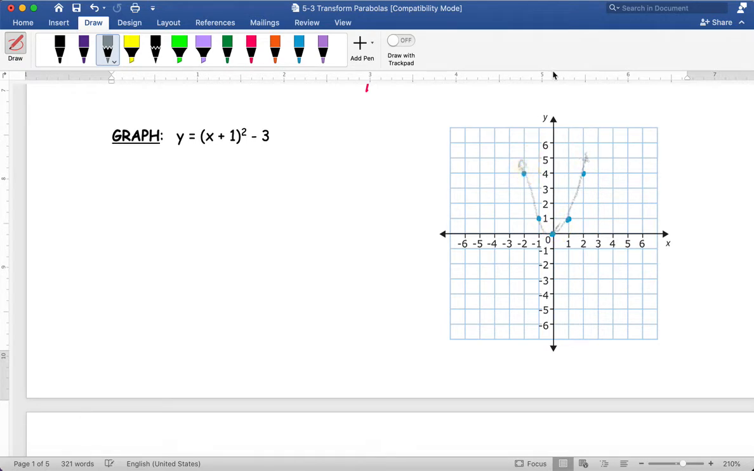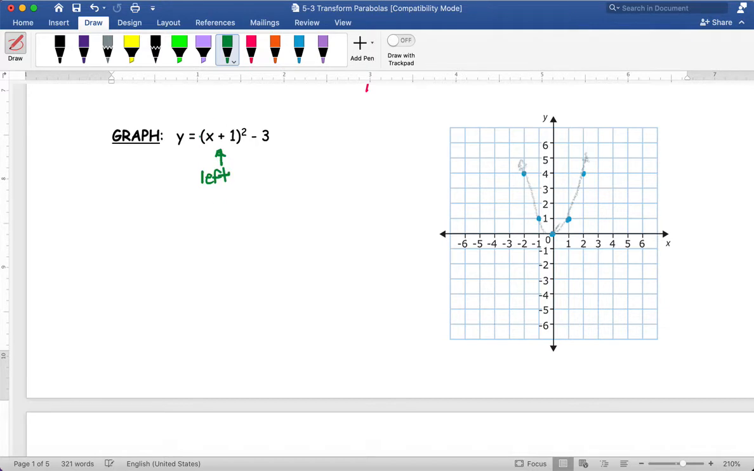And now I want to use the parent function to figure out what the new graph is. Well, remember, when it's grouped in there inside with x, that was shifting on the x-axis, but not in the direction of the sign, always in the direction opposite the sign. So not to the right one, but in fact to the left one.